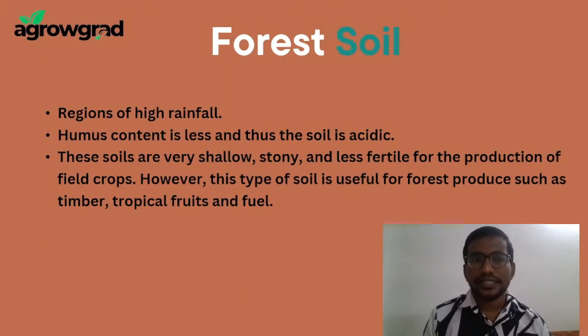And forest soil is found in regions of high rainfall. The humus content is less and the soils become acidic. The soils are very shallow, stony, and less suited for the production of field crops. However, we can go for forest produce like timber and tropical fruits. If you want to go for that, you can use this kind of soil. If you want to go for any field crop, the soil is not optimal.